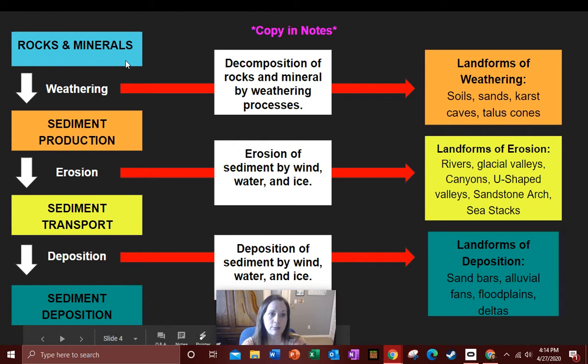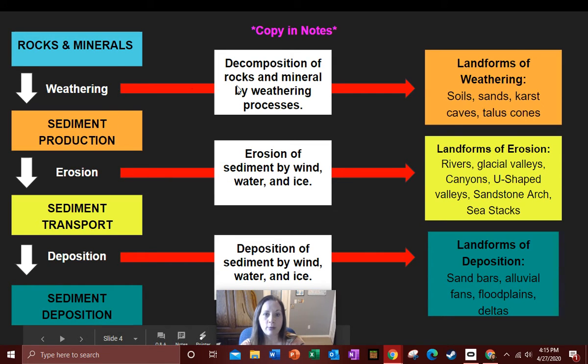So we have rocks and minerals, and then weathering occurs, and that's when sediment is created, sediment production. And then erosion occurs. That's when sediment is transported. Transported means it's moved, right? And then we have deposition, which means sediment is deposited. So it's put in a new place.